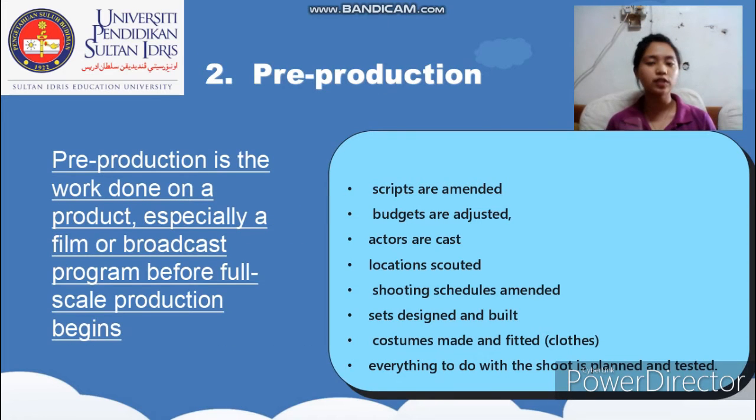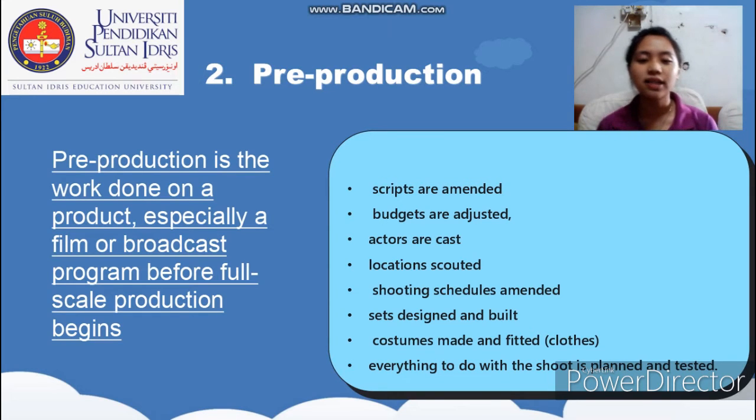Next one is pre-production. Pre-production is the work done on the product, especially a film or broadcast program, before full-scale production begins. In pre-production, scripts are amended, like the script draft you already wrote. Maybe this sentence cannot be used, or this sentence needs more feeling. The budget is adjusted. Before this, you only thought maybe we pay the actor, for example, 1,000, but in pre-production you have to adjust it. Like, every actor will be 100 only.